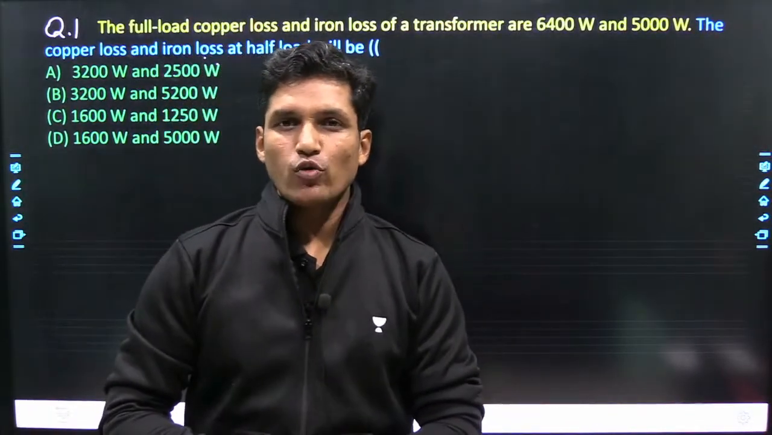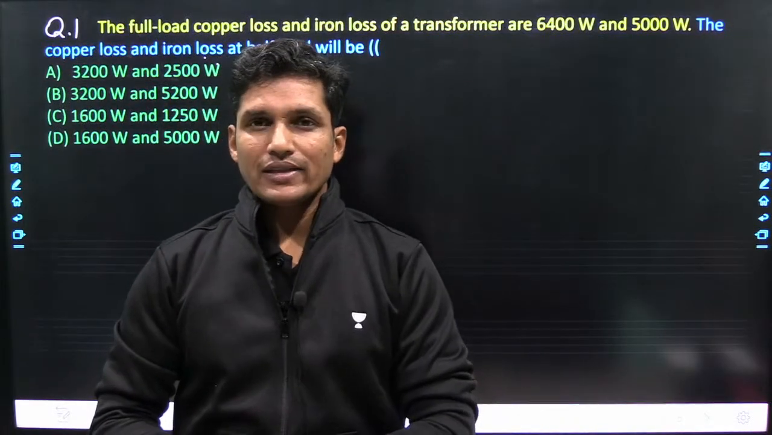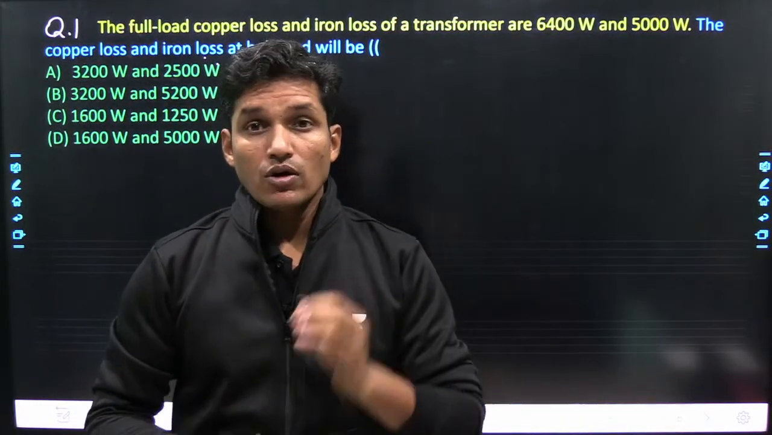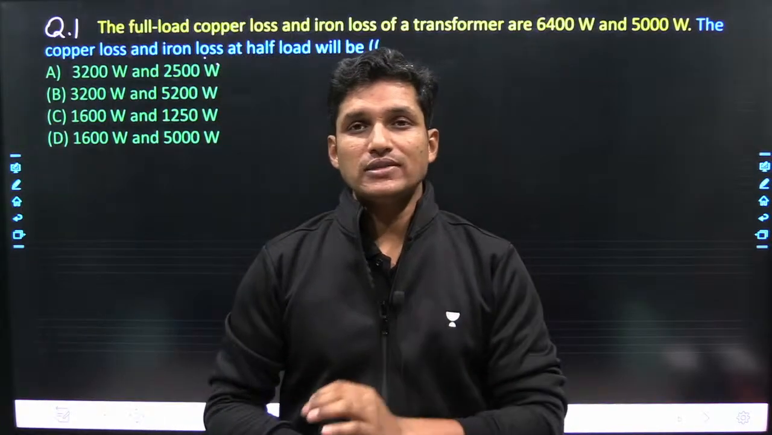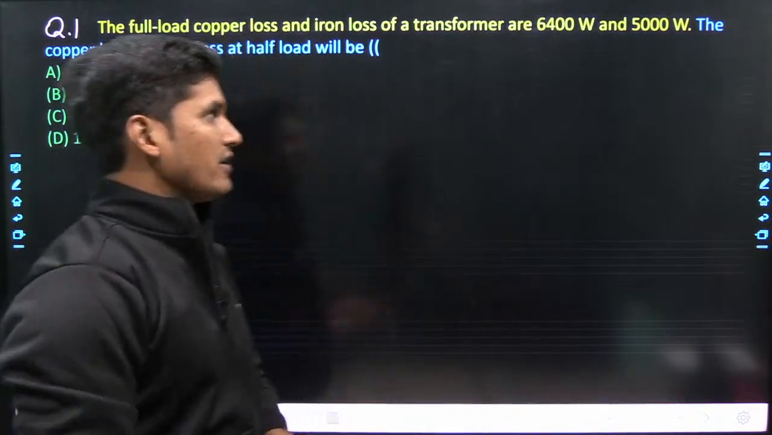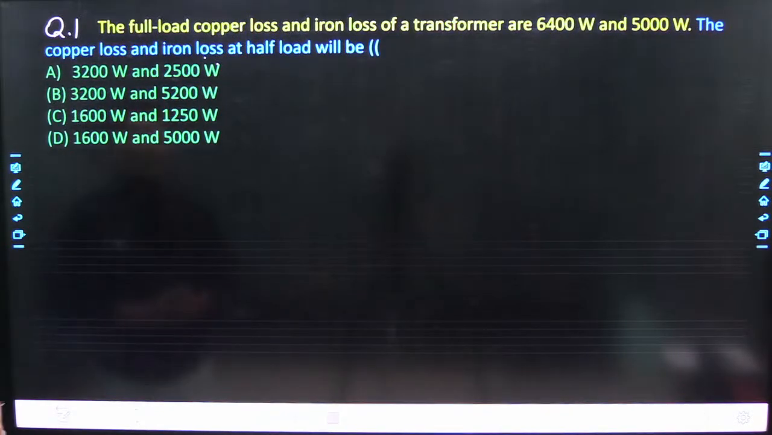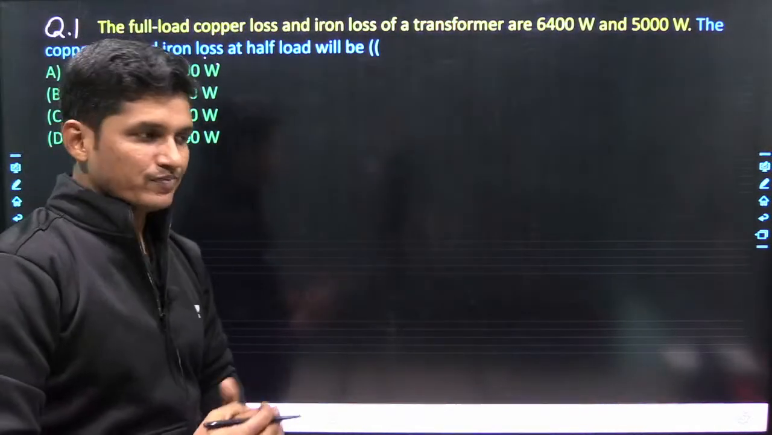So today we are going to discuss some questions of a topic that is core losses in transformer, one of the most important subtopics of transformer. So here we have the first question. In this question, it is given that the full load copper loss and iron loss of a transformer are 6400 watt and 5000 watt. The copper losses and iron losses at the half load will be.